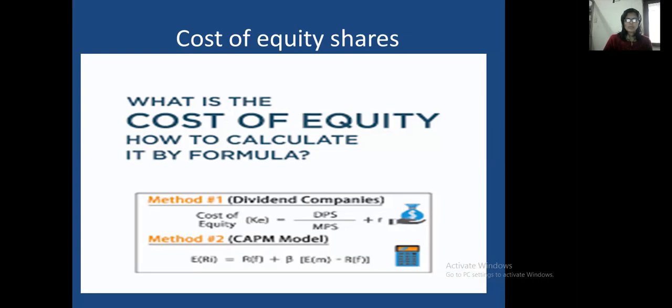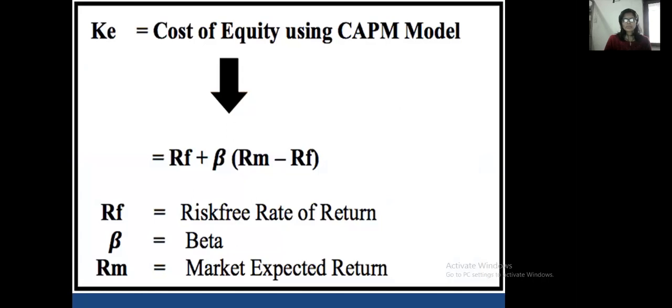Now, how we are going to calculate the cost of equity? For this, we are using a very common model, that is CAPM, capital asset pricing model. And this cost of equity is defined in term KE. It is denoted by KE, and KE equal to cost of equity. And we are calculating here the cost of equity by using the CAPM model.